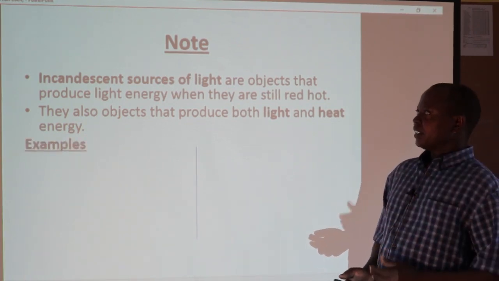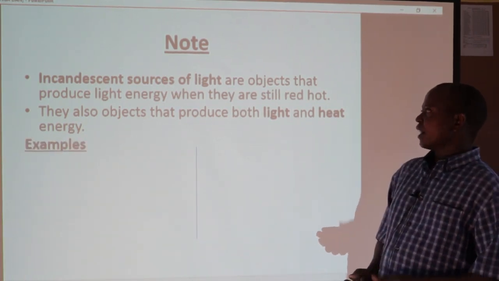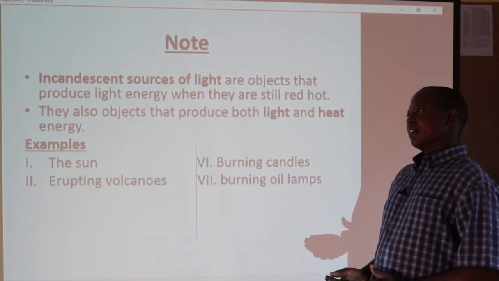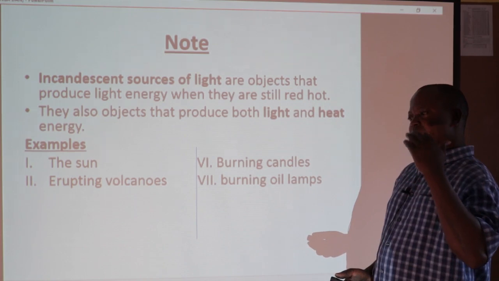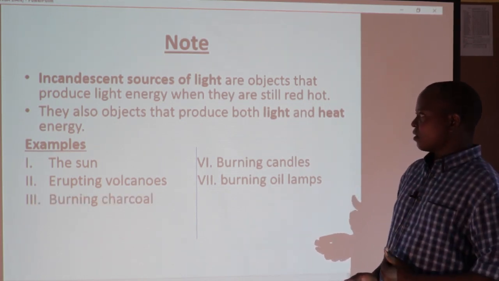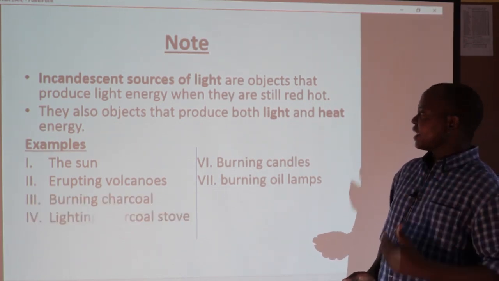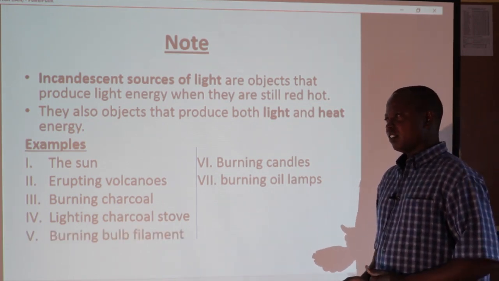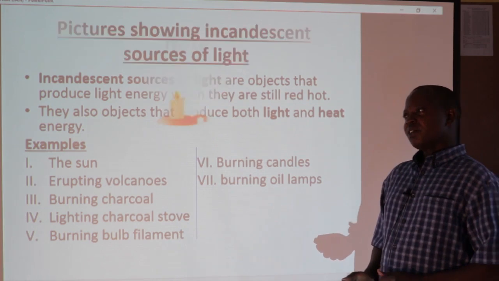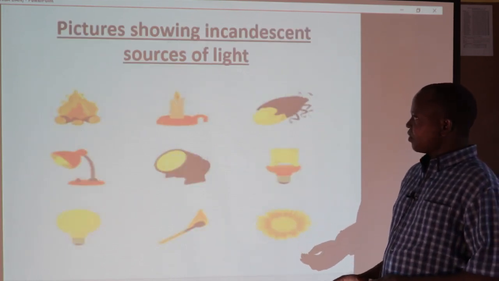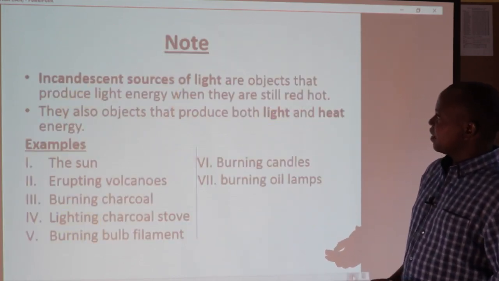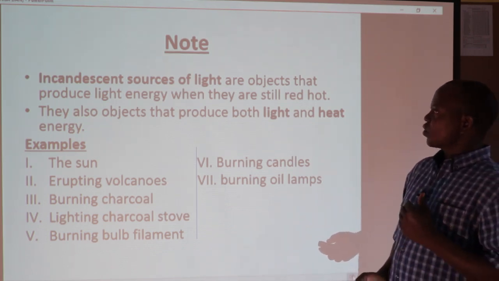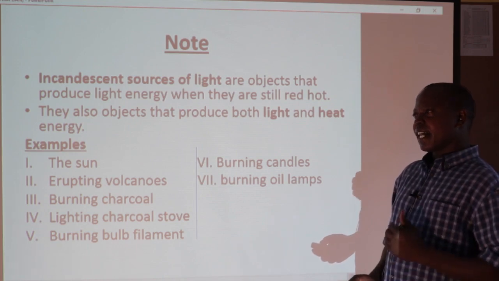When we're looking at luminant objects, we again found that there are objects within the luminant, let me say, within natural and artificial, that are able to produce light energy when they are still red hot. When they are still red hot. You'll find that for them, they can only produce light energy when they are red hot. Such objects, we call them incandescent sources of light.